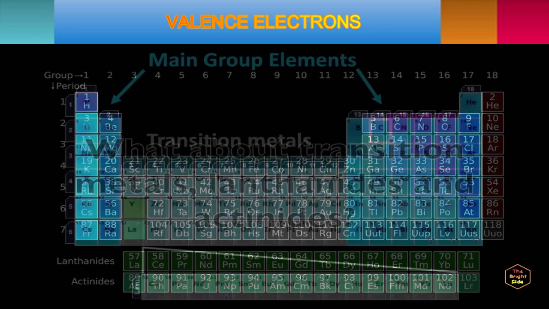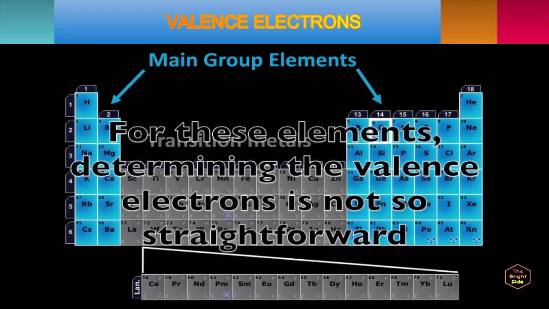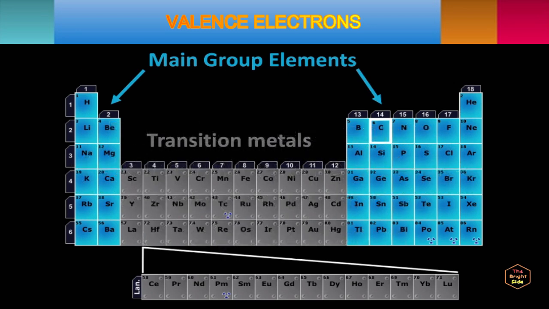Okay, well, what about transition elements and the lanthanides and actinides? For these elements, determining the valence electrons is not so straightforward, and for high school chemistry, we're mostly concerned about the valence electrons of the main group elements.